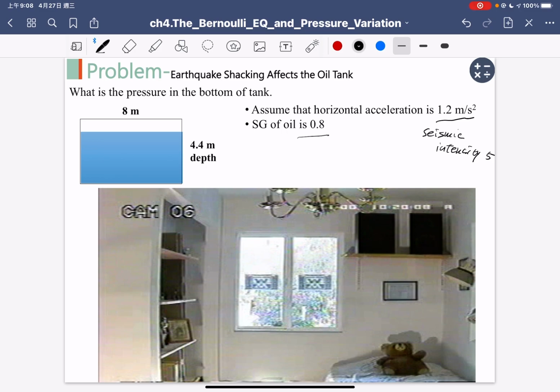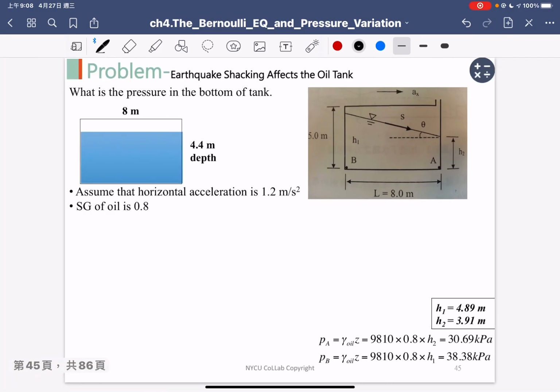So we would like to estimate the pressure at the bottom of the tank. We would like to estimate how large the pressure is at the bottom of the tank.